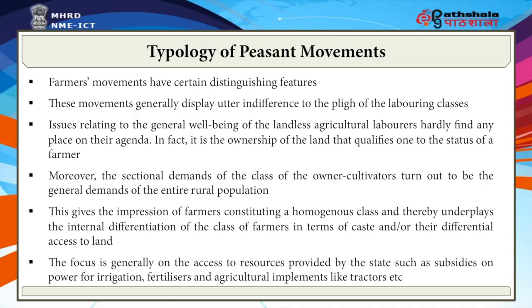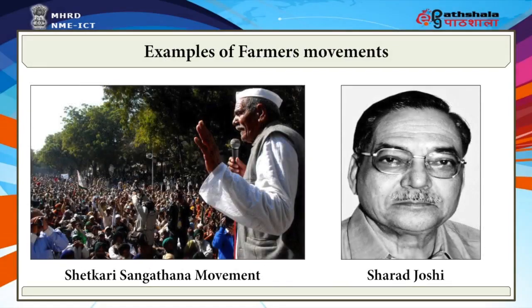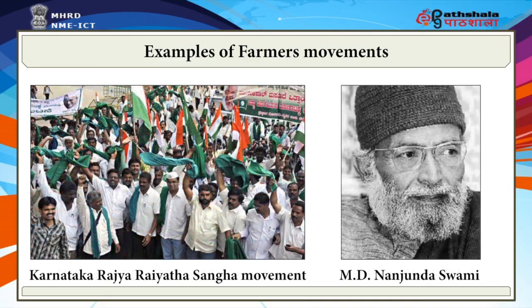The focus is generally on the access to the resources provided by the state, such as subsidies on power for irrigation, fertilizers, and agricultural implements like tractors, etc. In India, the Shetkari Sanghatana movement in Maharashtra, led by Sharad Joshi, and the Bharatiya Kisan Union movement, led by Mahendra Singh Tikait in western Uttar Pradesh, are seen as the textbook cases of the farmers' movements. Scholars have also looked at the Karnataka Rajya Raitha Sangha movement led by Professor M.D. Nanjundaswamy.